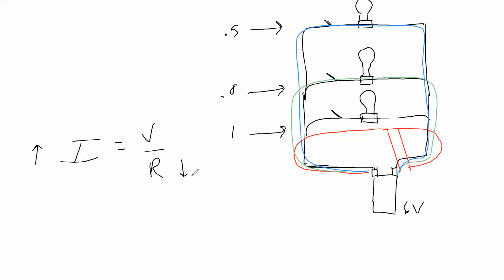Okay, so as you continue to add parallel branches, the overall resistance is decreased, which kind of means that the overall resistance of the entire circuit is less than the resistance of any one branch. All right, so those are the kind of highlights of circuits in parallel.